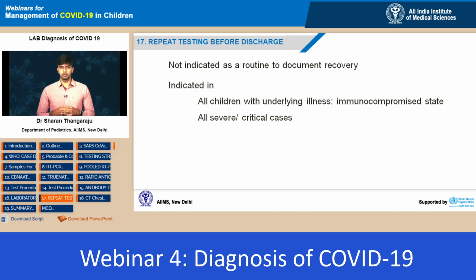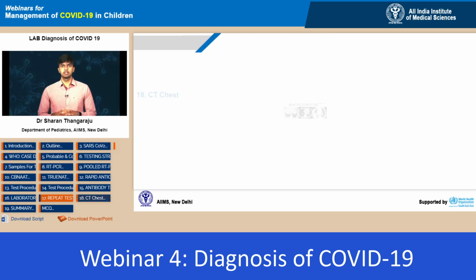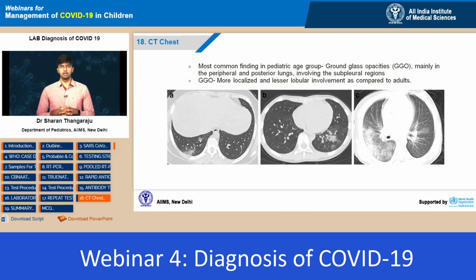Repeat testing prior to discharge is recommended only in severe cases, that is patients with a respiratory rate of more than 30 or saturation of less than 90% on room air, or patients who developed ARDS or shock. Immunocompromised patients have been shown to shed viruses for a prolonged period of time, and testing them negative prior to discharge is also being practiced.